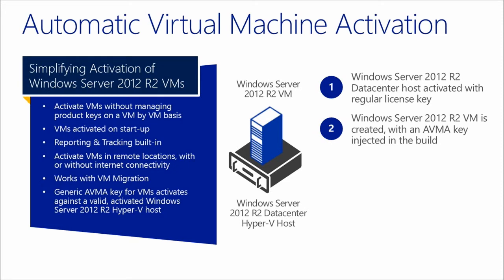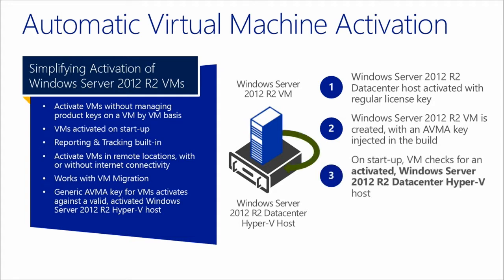So whenever you deploy new VMs on this activated host, the key is already embedded within the VM, but it's a generic key across all of your VMs. And what happens is when the VM is started, they're activated against the host. So if you've got a validly licensed host, then the VMs will activate against that. You don't need to do any product key magic inside the VM. It will activate against that.